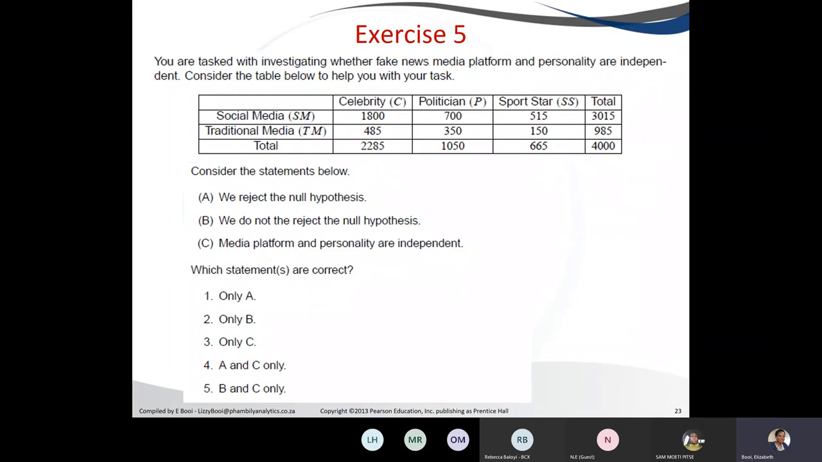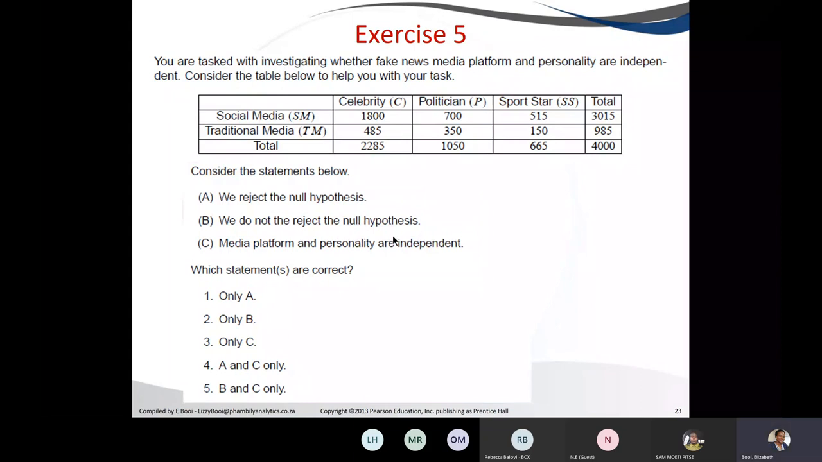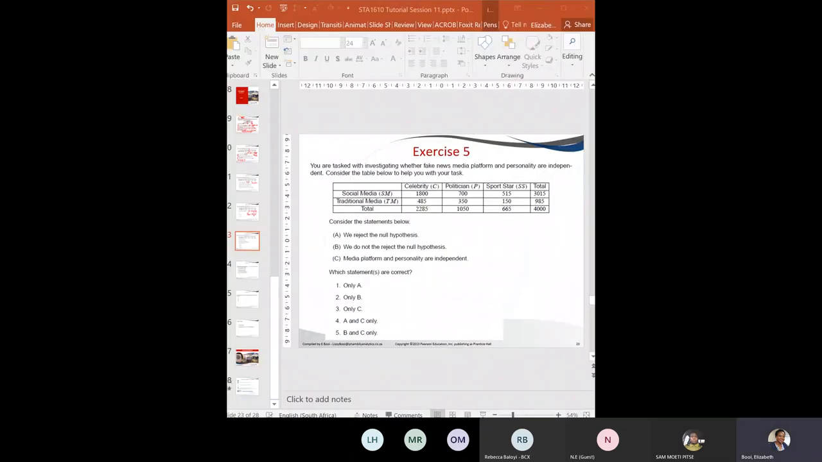You're going to answer whether you are rejecting the null hypothesis or not. The other thing is, you need to look at the statement, because they say we reject the null hypothesis, we do not reject the null hypothesis, media, platform, and personality are independent. What they didn't give you with this question is the information about the alpha. I am sure I copied everything else. So if I go to the question, sorry, I think I didn't copy everything from the question, but you will look at your assignment question and answer that.